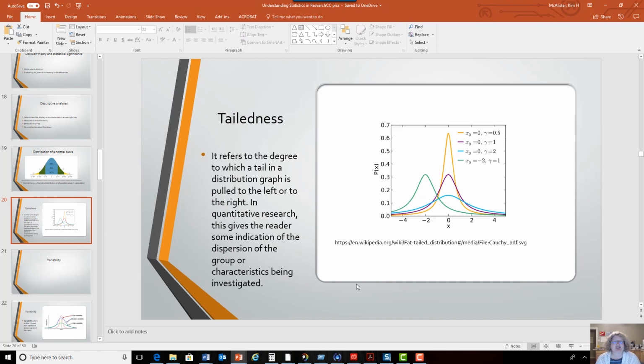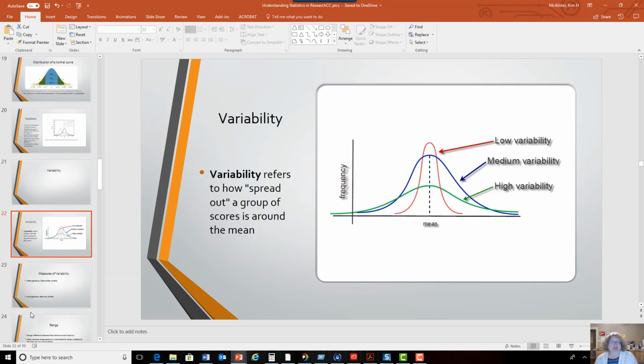Tailedness is the degree to which the distribution in the graph is pulled to the left or the right of the normal curve. This gives you some idea about the dispersion of the group or the characteristics being studied. Variability means how far out a group of scores is around the mean. In the other lecture, we talked about how other things are determined by the mean. Remember that you find the variability by subtracting the score from the mean, so you find how far away it is from the mean.